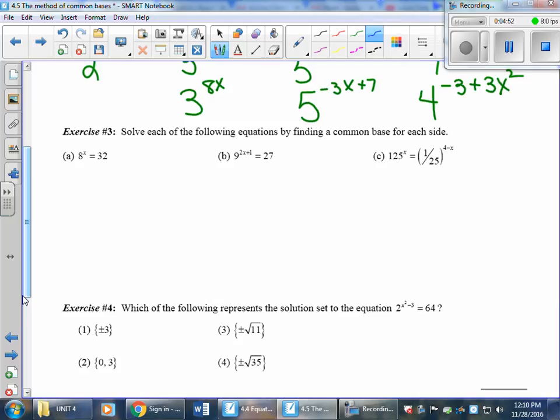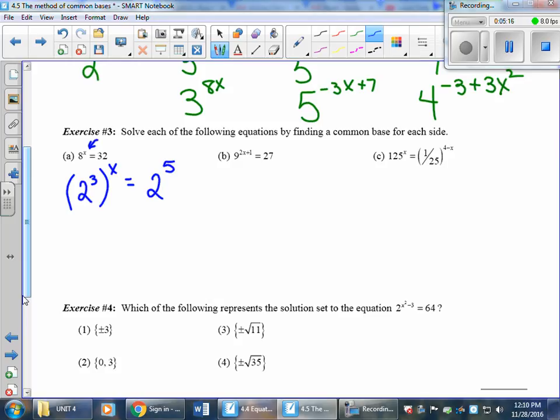All right, so we can rewrite 8 as 2 times 2 is 4 times 2 is 8. So we can rewrite this as 2 to the 3rd power, but don't forget about the x that sits right here. All right, equals, and the same thing with the 32. 2 times 2 is 4, times 2 is 8, times 2 is 16, times 2 is 32. So 32 is 2 to the 5th power.